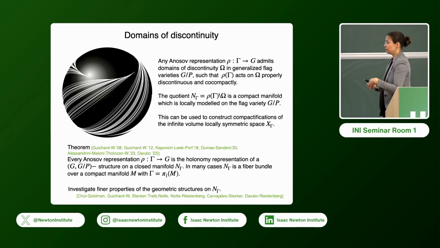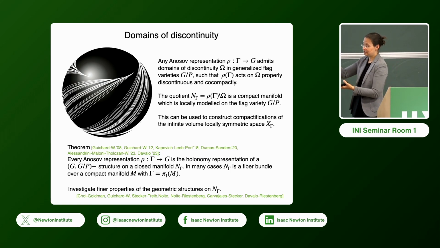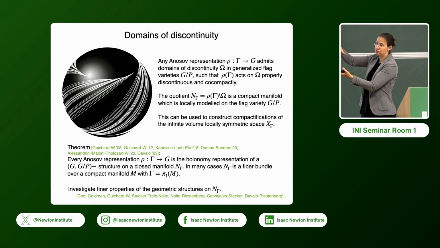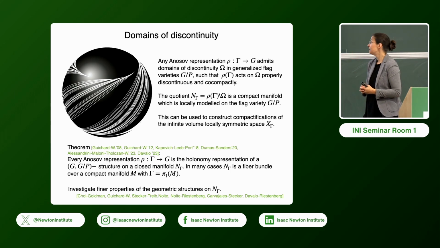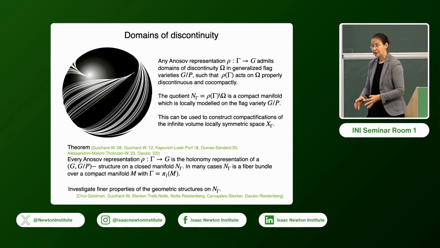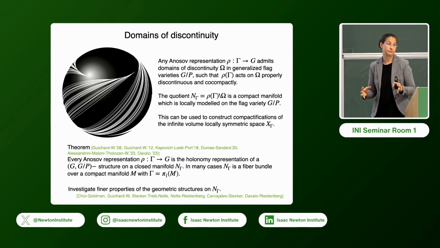And the way you do this is by constructing, similar to what you do for quasi-Fuchsian representations when you remove the limit set and get a nice action on the complement of the limit set, domains of discontinuity in flag varieties to construct these geometric structures. There are plenty of things you can play around with. One thing I particularly like is that you can also play around with these domains of discontinuity and geometric structures to give very explicit compactifications of the infinite volume locally symmetric spaces you get.